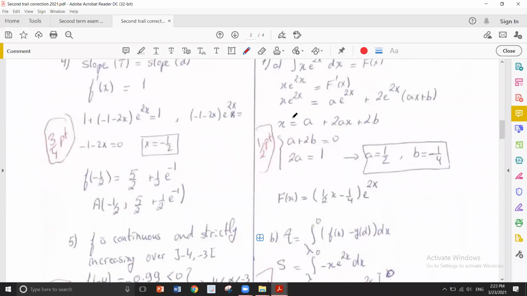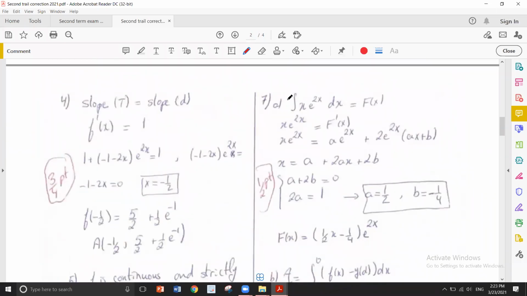Okay. I can do the following. Without using integration, I need that x e to the 2x equals f(x). The integral of x e power 2x is f(x). I make a derivative on the two sides. On the first side, the derivative and the integral are removed. We get x e power 2x equals f prime x.